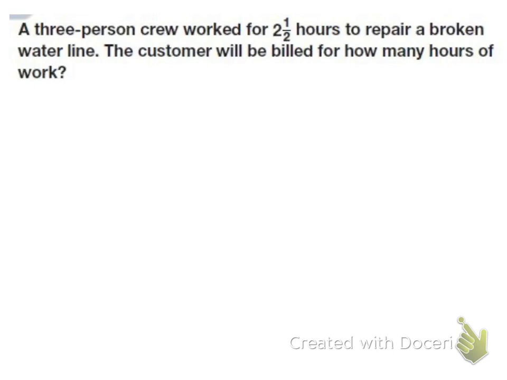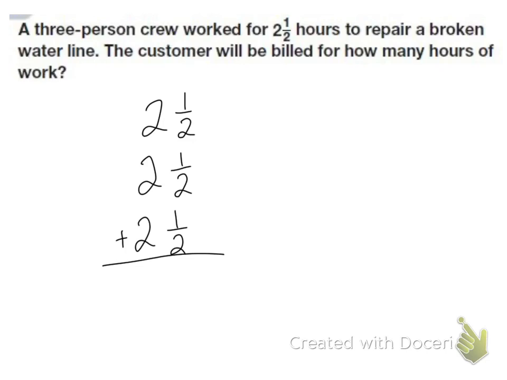Okay? When we add mixed numbers, the fraction part of the answer may be an improper fraction. So we have to convert the improper fraction to a whole number or a mixed number and then add it back in. So here we have a 3-person crew worked 2 1/2 hours to repair a broken water line. The customer will be billed for how many hours of work? Okay. So each person works 2 1/2 hours. So we add 2 1/2 plus 2 1/2 plus 2 1/2.